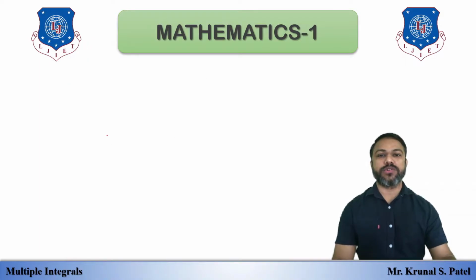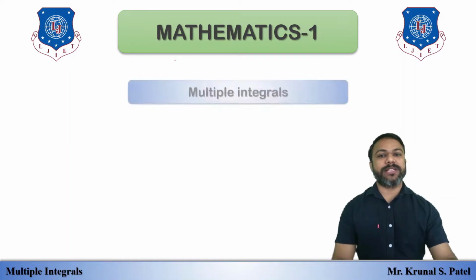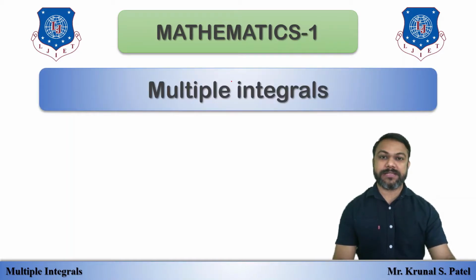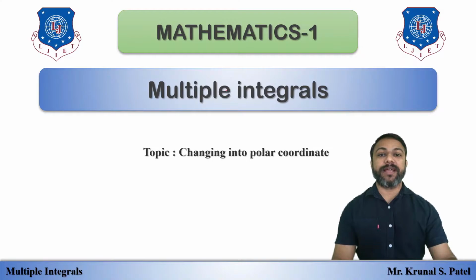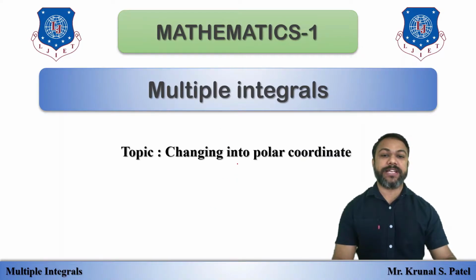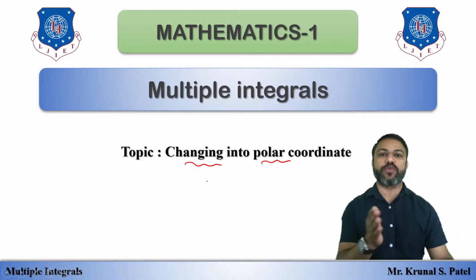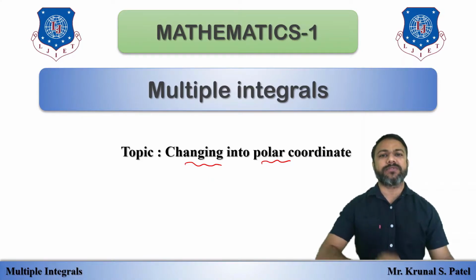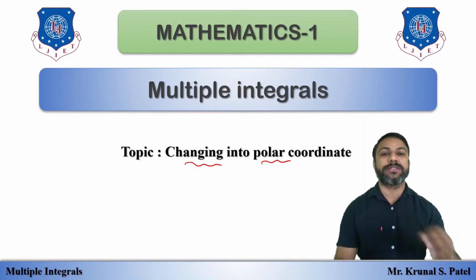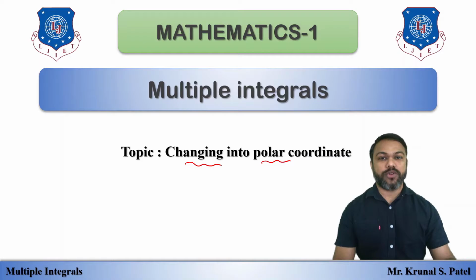Let's start with the course Mathematics 1, and today's chapter is multiple integrals. In this chapter, today's topic is change into polar coordinates. Changing into polar coordinates means changing from Cartesian, that means x y, to polar, that means r theta. That means one kind of change of variable. So this is part of the previous lecture's topic.